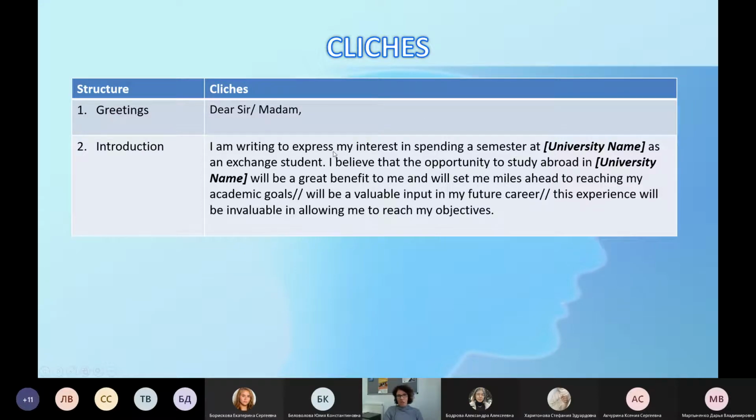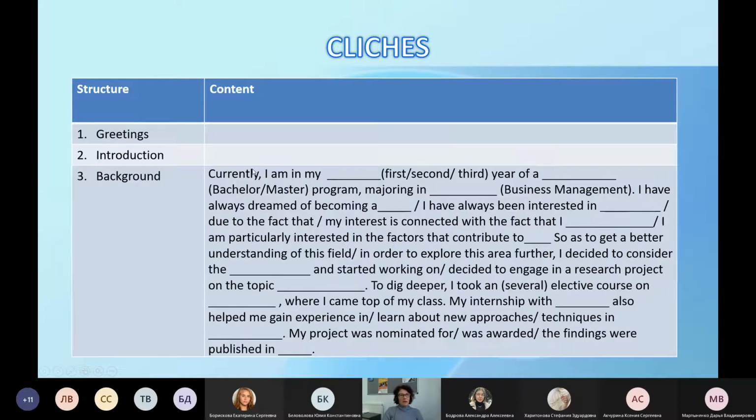So as you see here, we have mostly cliches, right? Then background. So here you give more specific things, but again, the gaps are for your particular personal information, but everything that comes here in words, that's the cliches. So currently, I'm in my first, second, or third year of a master or bachelor program.